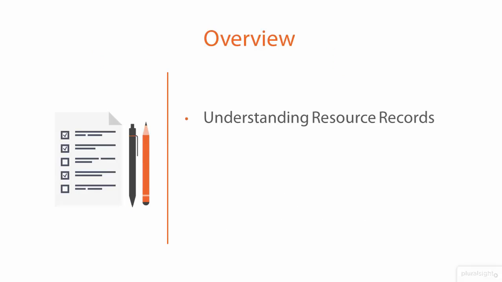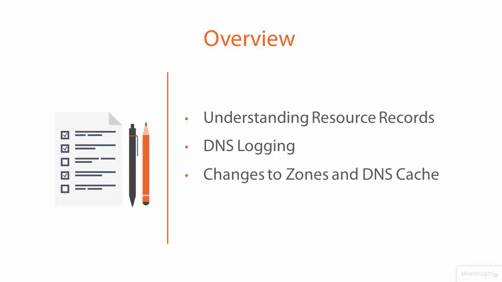As we look through this section, we're going to look at different types of resource records and how and why they are used. We're going to be looking at enabling DNS logging, so seeing that we can log through the syslog daemon and directly through the name daemon. We're looking at what happens when we make changes to zones and how we can clear our DNS cache, or perhaps we want to reload zone configuration but want to leave any of our cache records in place.